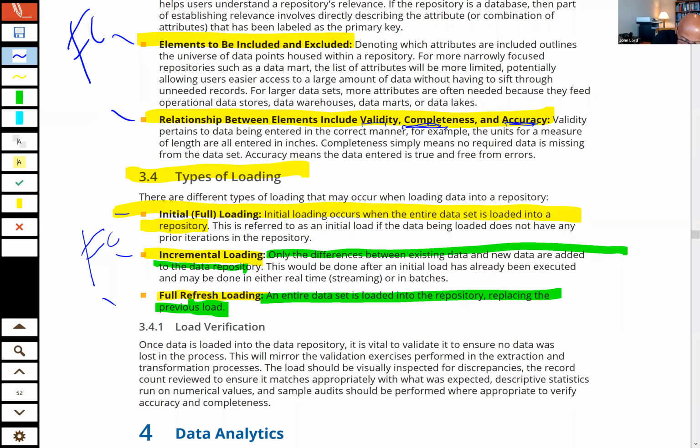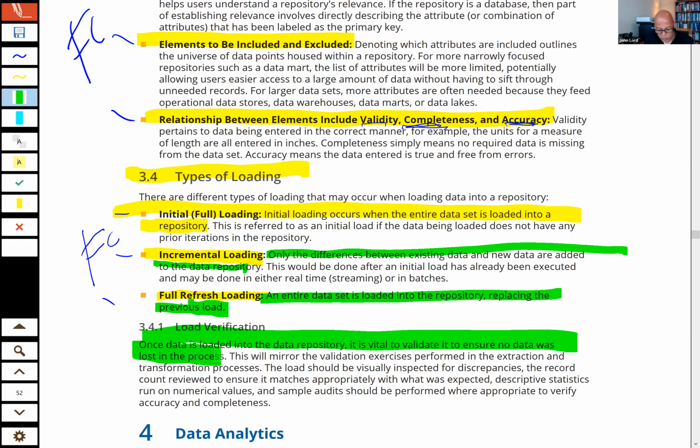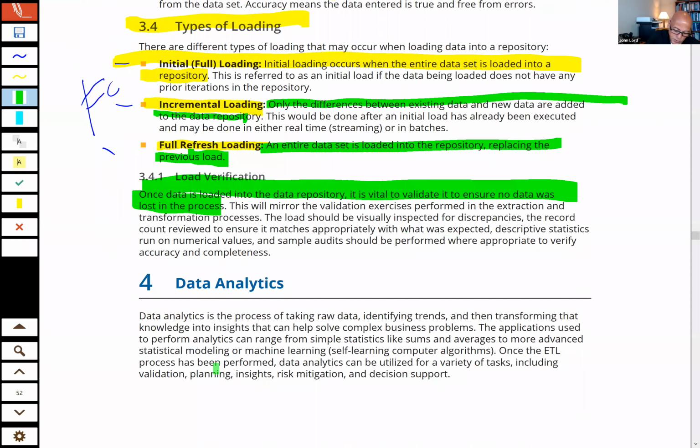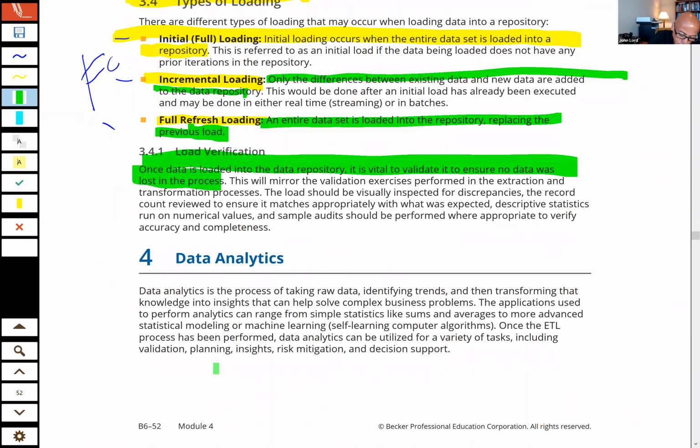Okay, good. And then once the data is loaded, there needs to be some sort of reconciliation, verification to make sure that no data is lost. Okay, so we've got all of this process. We requested the data, we extracted the data, we cleaned the data, we loaded the data. We did all these things.